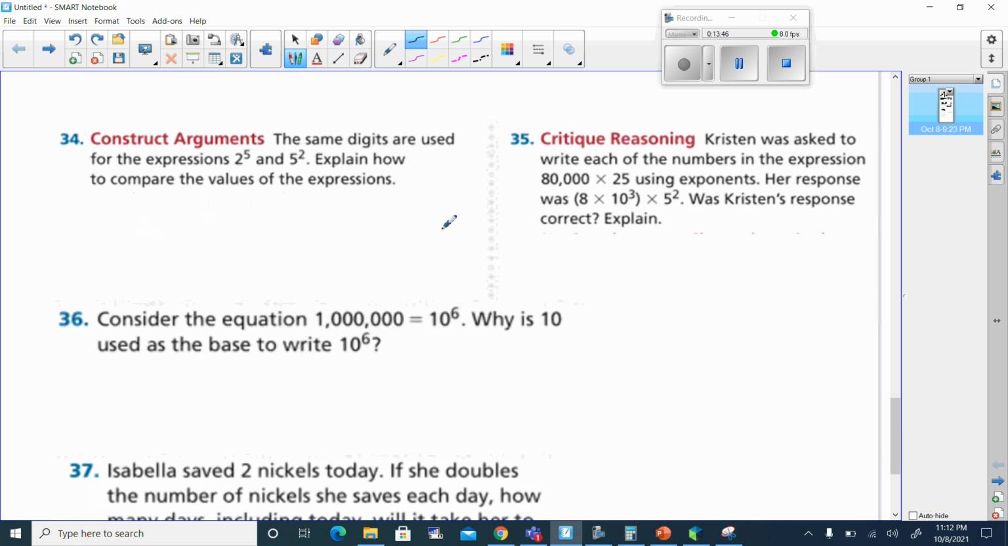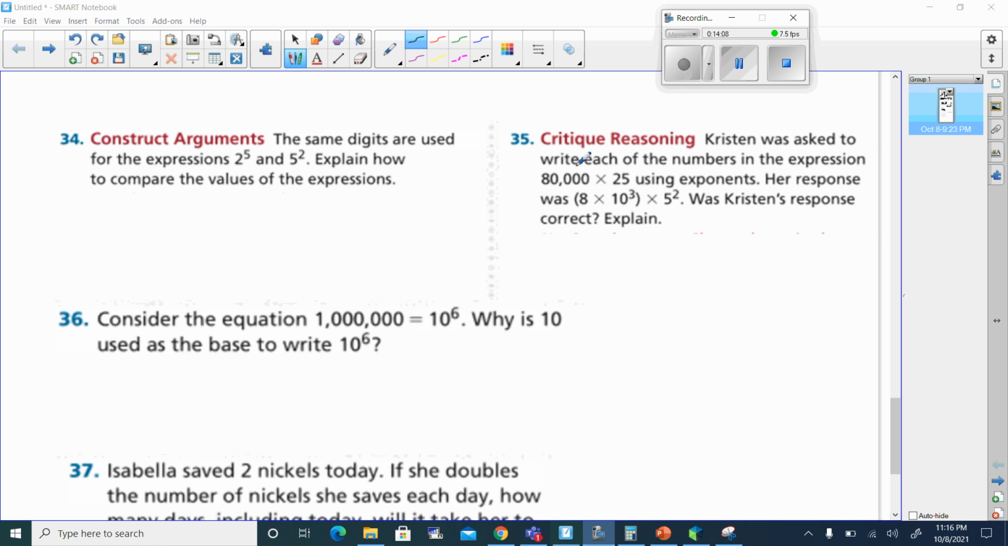Next, we've got number 35. Christian was asked to write each of the numbers in the expression 80,000 times 25 using exponents. Her response was 8 times 10 to the 3rd times 5 to the 2nd. Was Christian's response correct? And then explain.